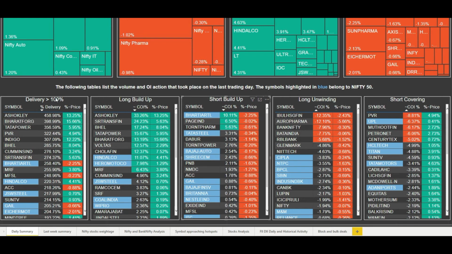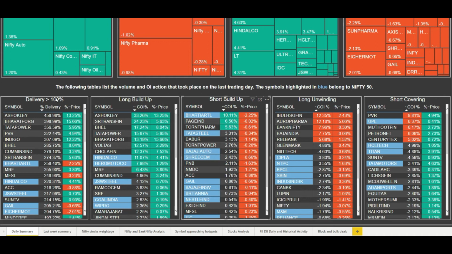So you can see that the topmost stock in which people sold today was Indiabulls Housing Finance, in which around 12% of the open interest was reduced and the price fell by 2.43%. Similarly, you can see Aurobindo Pharma, Bank Nifty and so on.